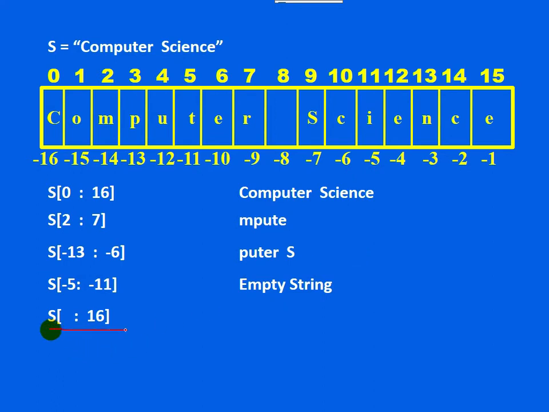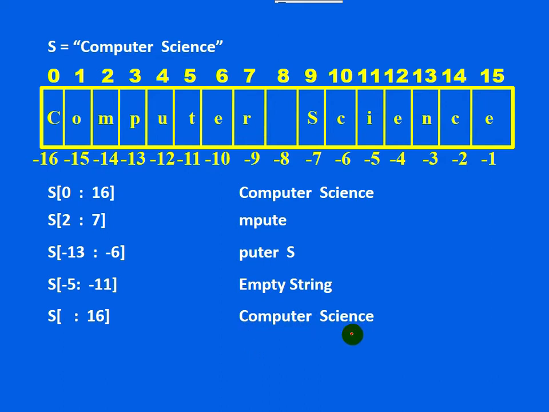Now what about the output of this one? The first index is missing. So if the first index is missing, by default it is taken as index 0. Starting with index 0 and ending with index 16 minus 1, that is 15, which means you get the complete string. The original string is returned as the answer.